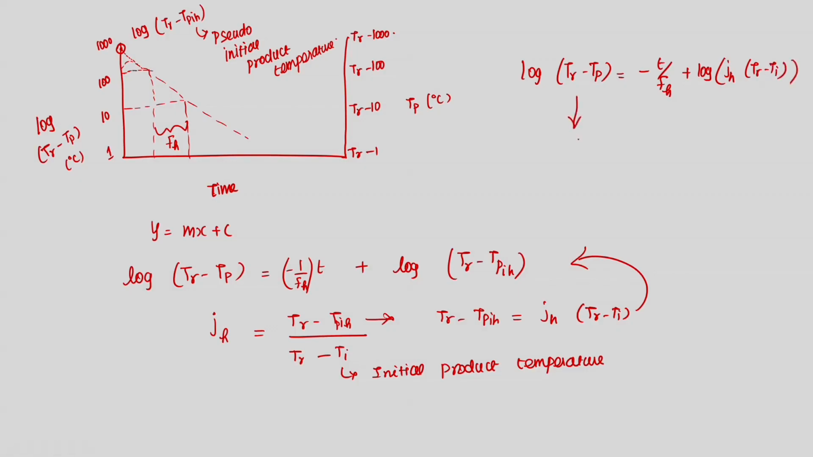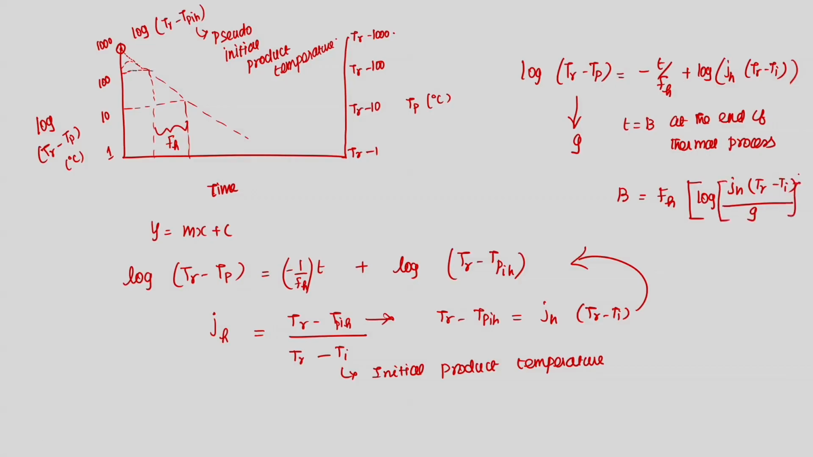So, this factor we call G, right, and if my t equals B at the end of the thermal process, then B is nothing but Fh into, so this goes here, this comes there, so it becomes minus, log of Jh into Tr minus Ti upon G. So, this is nothing but the total process time, right. This formula is called Ball's formula.